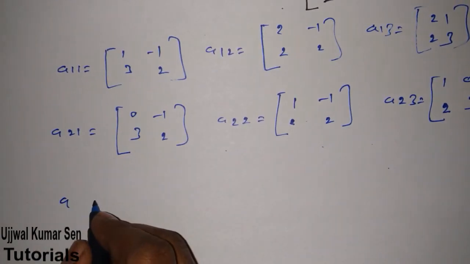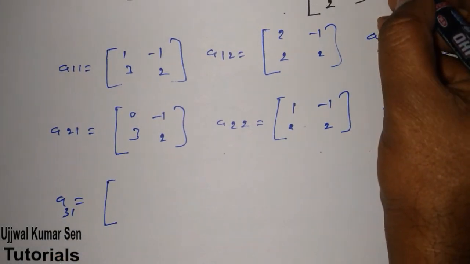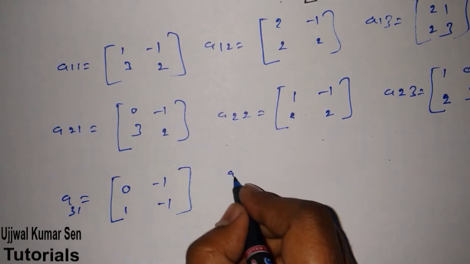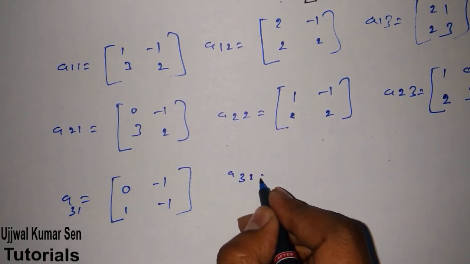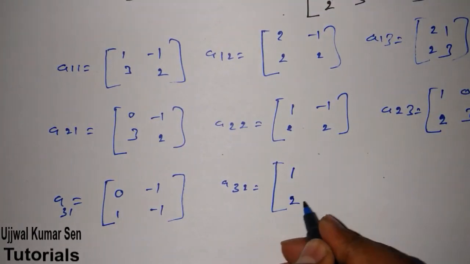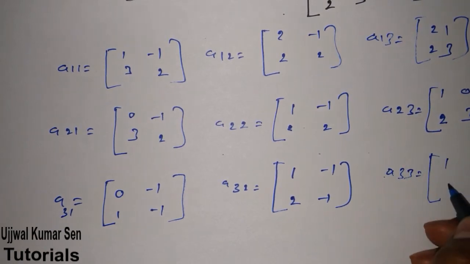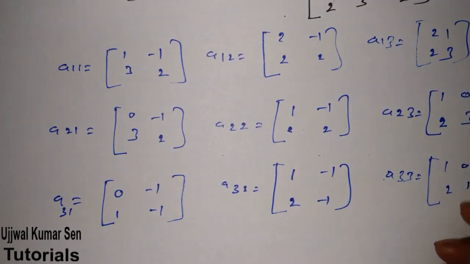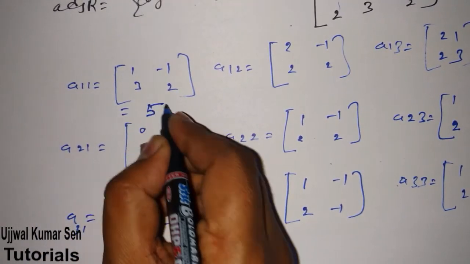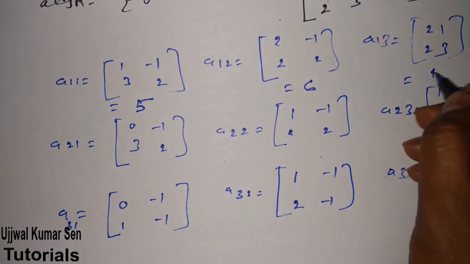Now let's move to the next one, that is A31: 0 1, minus 1 minus 1. A32: 2 1, 2 minus 1 minus 1, and A33: 1 2, 0 1. We'll find the determinant of each. So 2 plus 3 is 5, 4 plus 2 is 6, 6 minus 2 is 4.